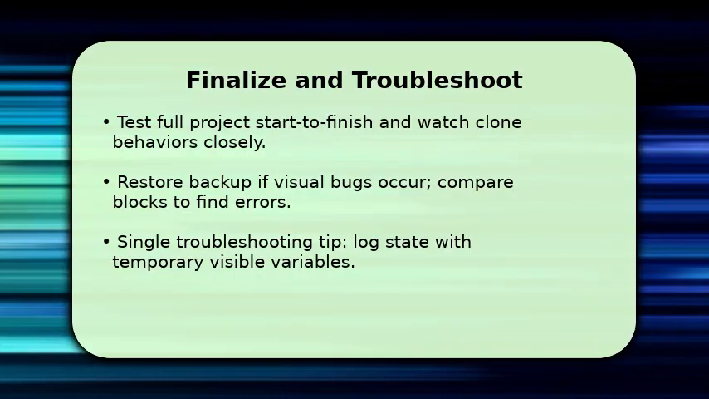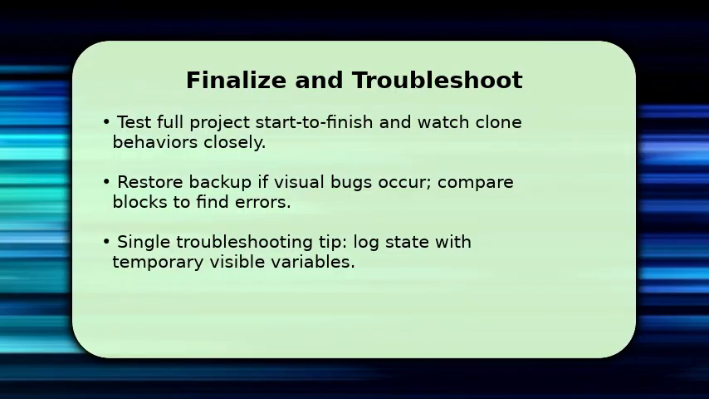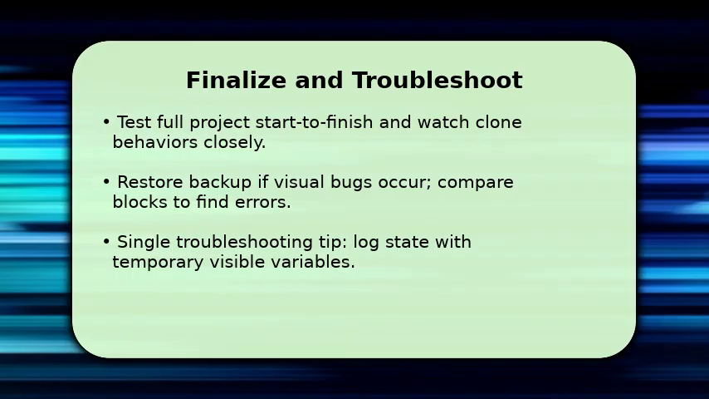If something breaks, revert to the duplicated backup and reapply steps incrementally to isolate the error. Make sure to temporarily expose a visible variable or sprite that shows internal state for debugging. Then hide or rename it when you're satisfied with the fix.